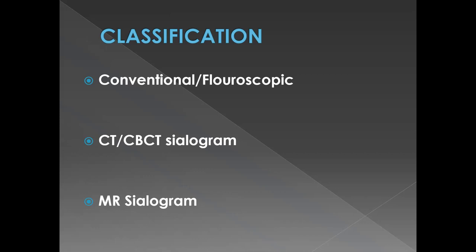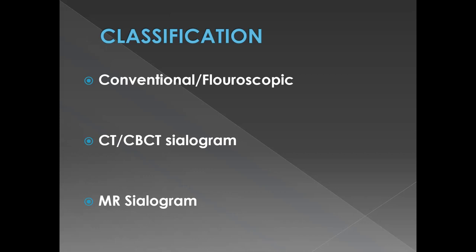The best indication for an MR xylogram is whenever you don't want to give contrast to the patient, let's suppose when the patient has an allergy to the contrast agent, or he's planned for radioactive iodine treatment of the thyroid gland for thyroid cancer. So those are the best indications for MR xylogram, because in this you don't have to give a contrast agent.